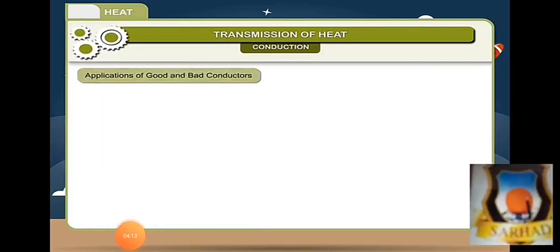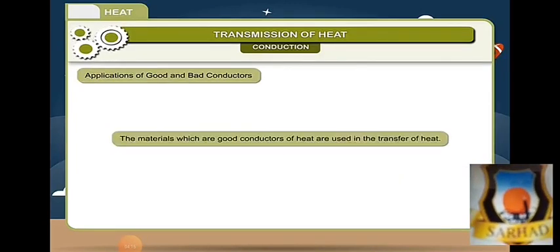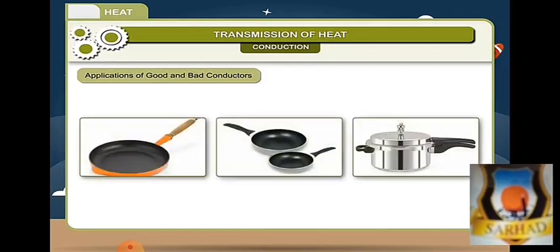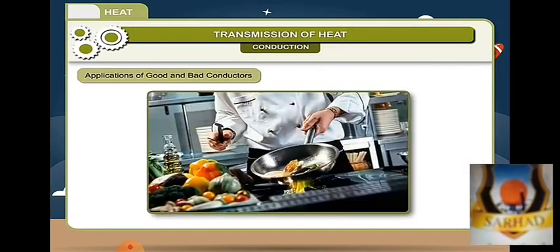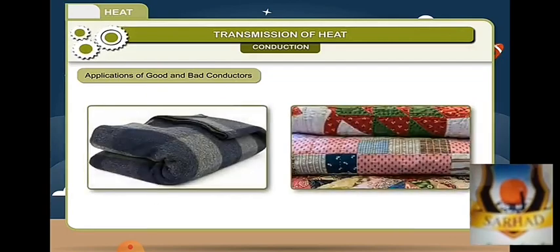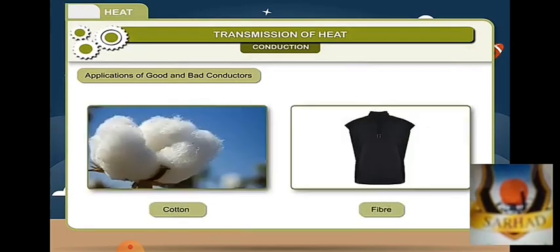Applications of good and bad conductors. The materials which are good conductors of heat are used in the transfer of heat. 1. Good conductors of heat are used to make cooking utensils, but bad conductors of heat are used to make handles of cooking utensils so that we can lift these utensils easily. 2. Blankets and quilts are used in winter. The cotton and fiber are poor conductors of heat. Hence, the heat of our body does not escape and we feel warm.